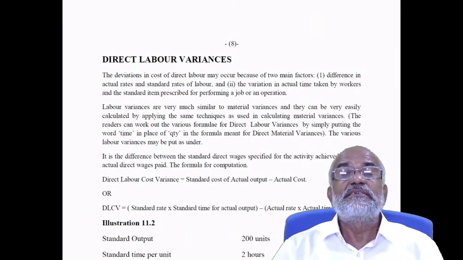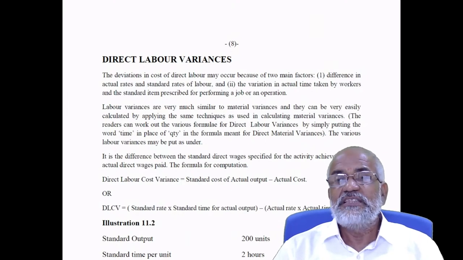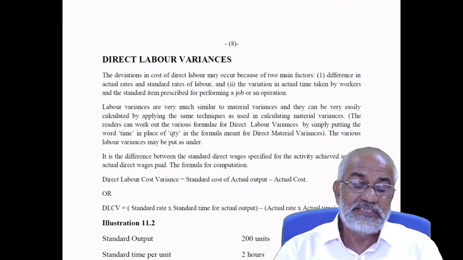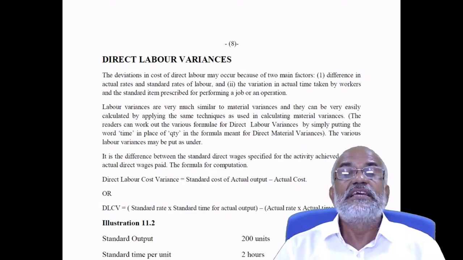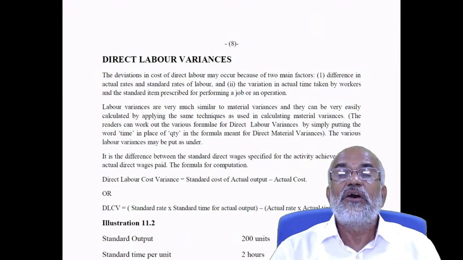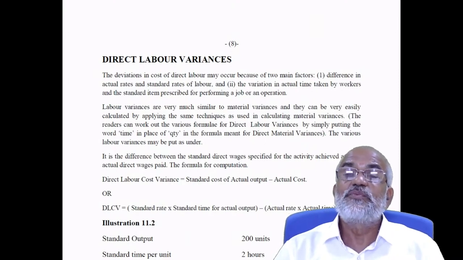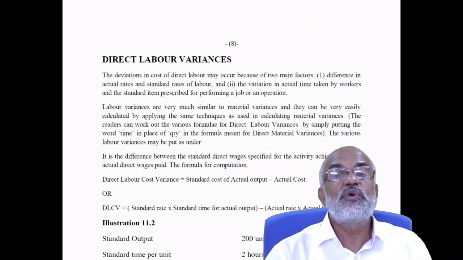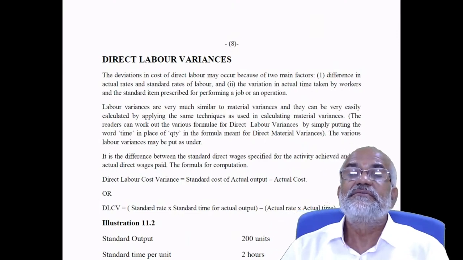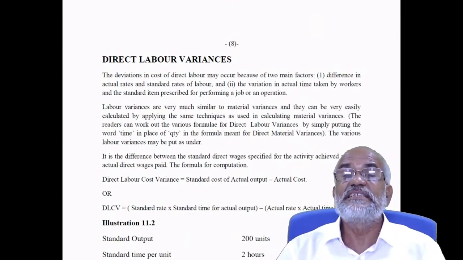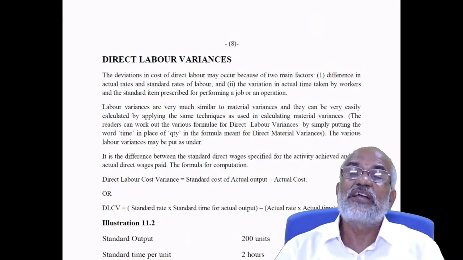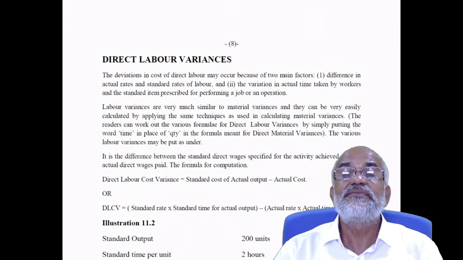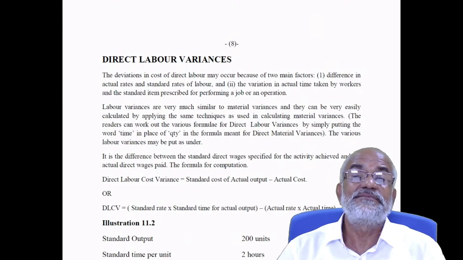Direct labor, as you see, is the labor which can be directly identified with the units produced. The deviation in cost of direct labor may occur because of two main reasons. One is the difference in actual rate and the standard rate of labor. That is the first reason. And the second reason is the variation in actual time taken by the workers and the standard time prescribed for performing a job or a particular operation.